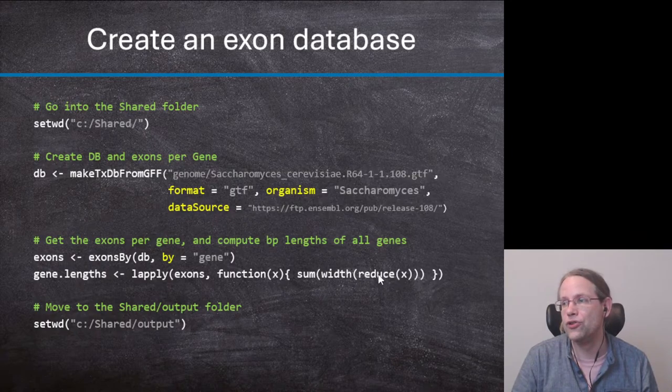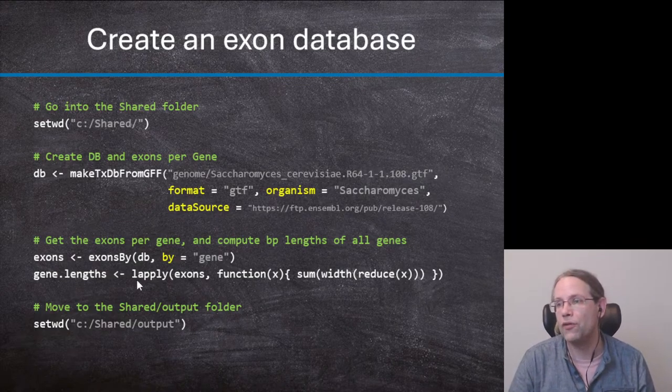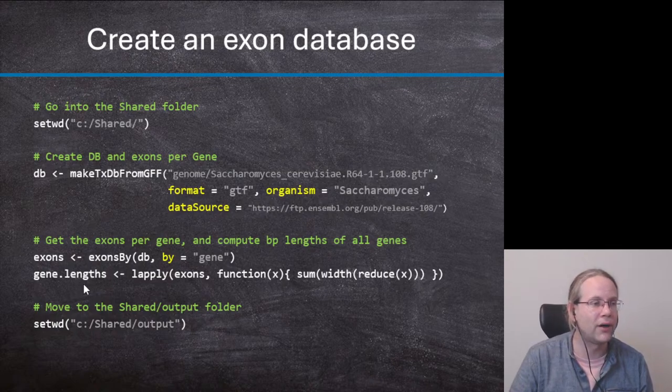So the reduce function will take the object which we are dealing with, which is a genomic ranges object. I can reduce that to just be a list with beginning and ending values. Then I'm going to ask for the width, so it will do the subtraction from the beginning to the end. And then I'm going to sum them all up. So now for each gene, I get the total length, no matter how many exons there are.